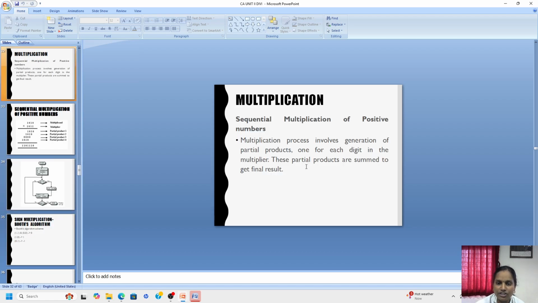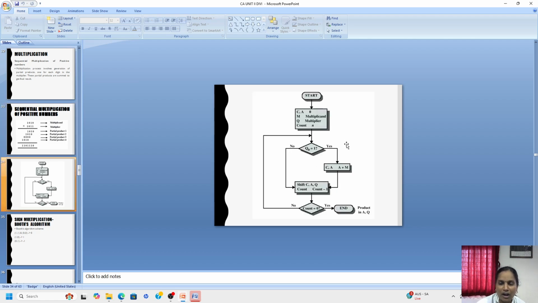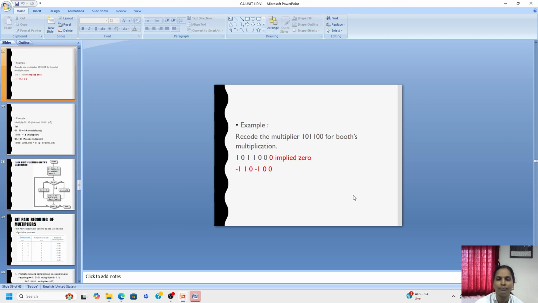Next is multiplication, the sequential multiplication of a positive number. So this is normal multiplication. Another one is the flowchart method. You need to check the Q0 value in every sequence. If the Q0 value is 1, you perform the addition operation. Otherwise, you directly perform the shifting operation. These steps are repeated until the count value becomes 0. If it is 0, the multiplication process is completed, and you will get a final product with an A value and a Q value.